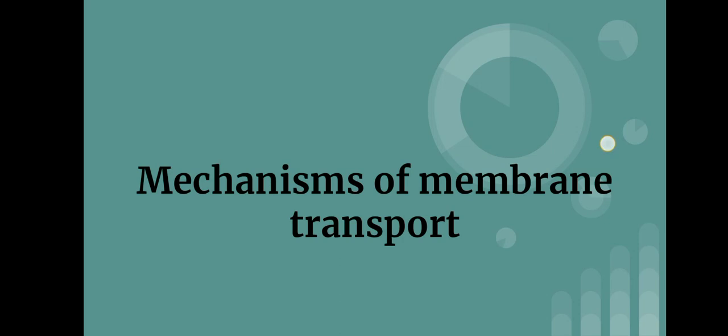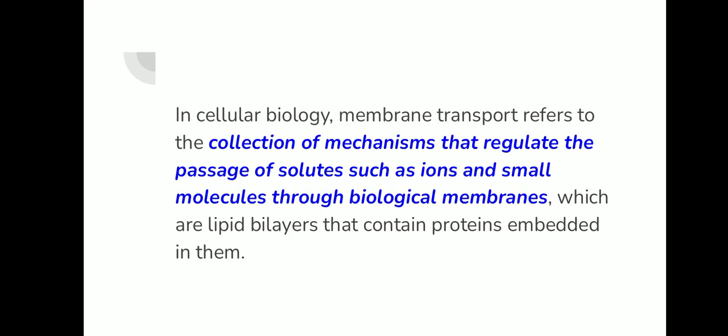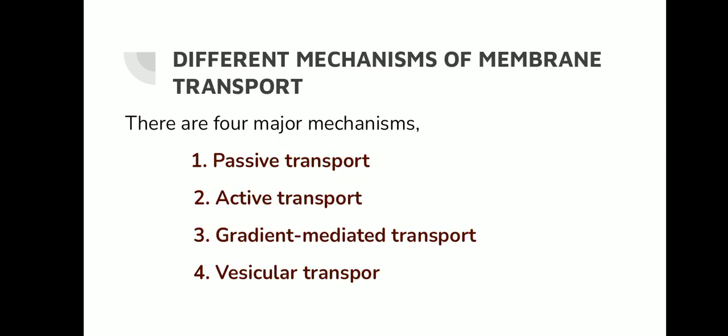Mechanisms of membrane transport. In cellular biology, membrane transport refers to the collection of mechanisms that regulate the passage of solutes such as ions and small molecules through biological membranes. There are four major mechanisms: passive transport, active transport, gradient mediated transport, and vesicular transport.